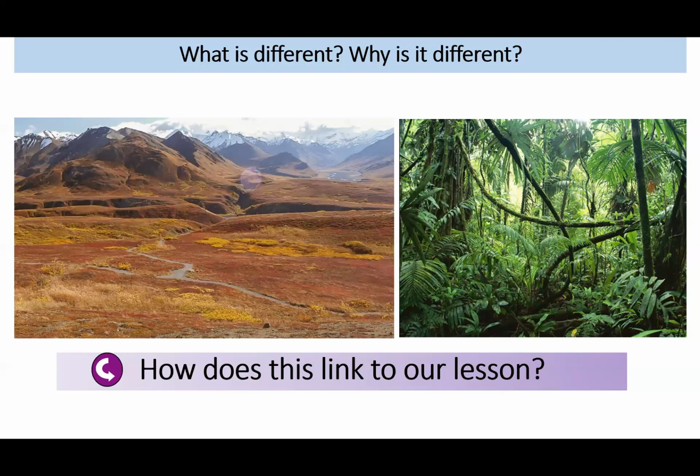Why is it different? Well, they're different because they're located in different parts of the world. They're different biomes. They have a different climate, they have different amounts of energy, they have different amounts of rainfall, and as a result, you get a completely different landscape. How does that link to our lesson then? Well, it links to our lesson because we're doing all about the hydrological cycle, the water cycle. So the inputs and the flows are different in that picture on the left and that picture on the right, and that's what we'll go through now.